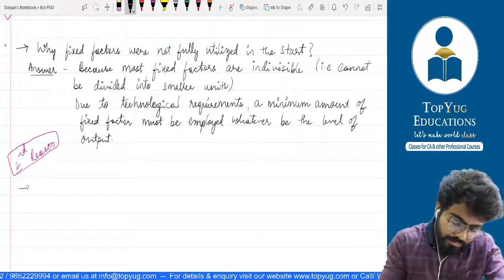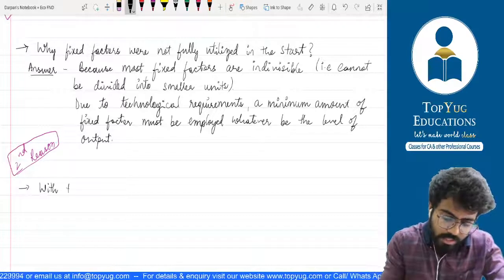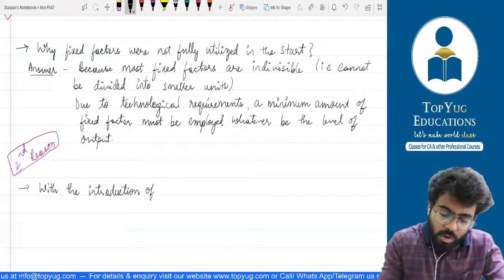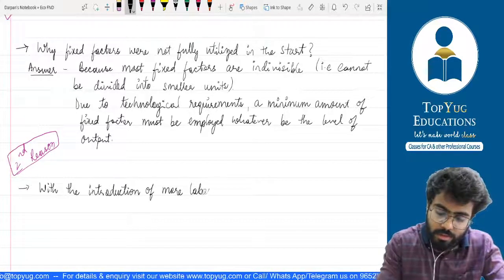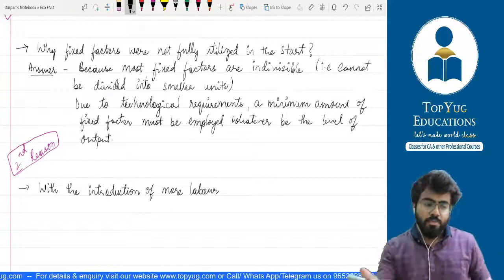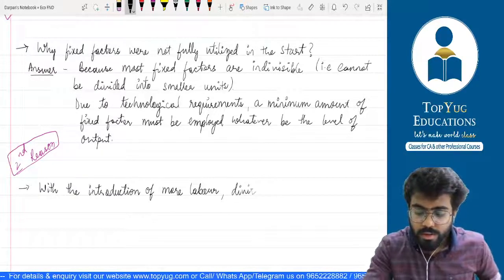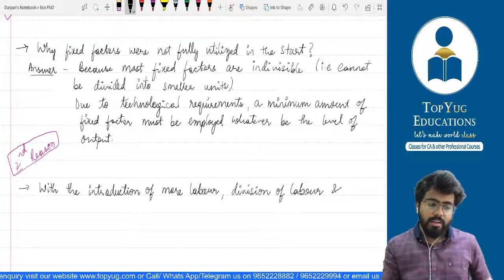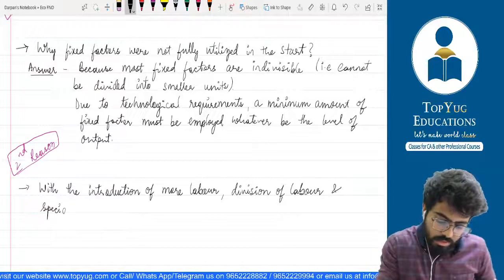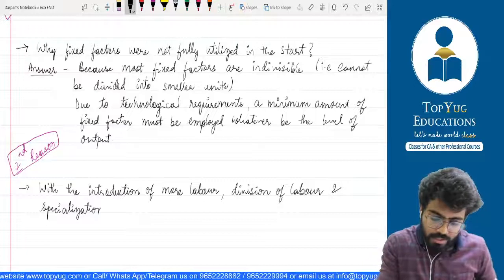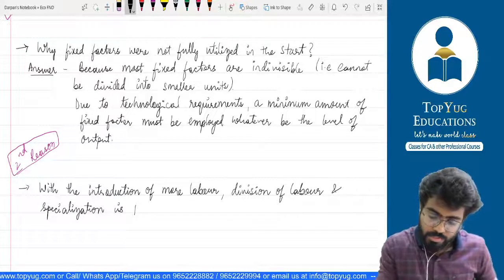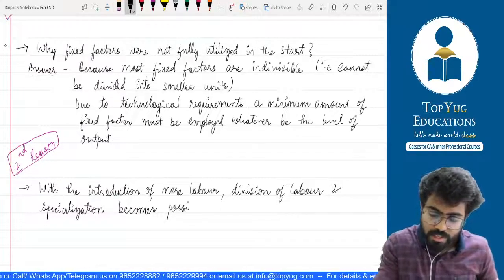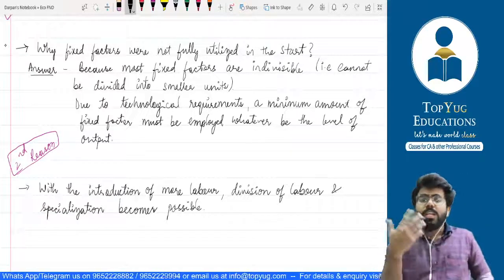So second reason, write down. With the introduction of more labor, division of labor and specialization becomes possible. Specialization becomes possible, right? So these are the two reasons of your increasing returns.